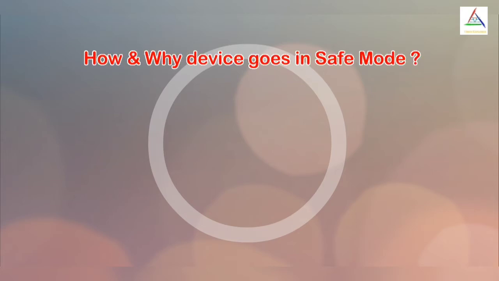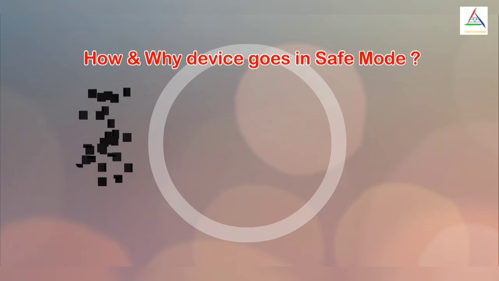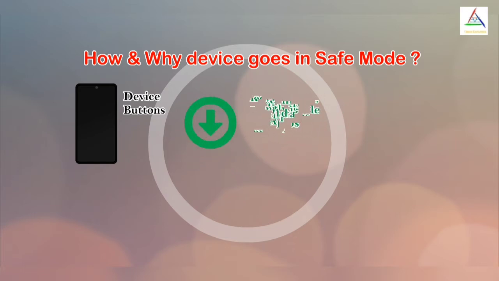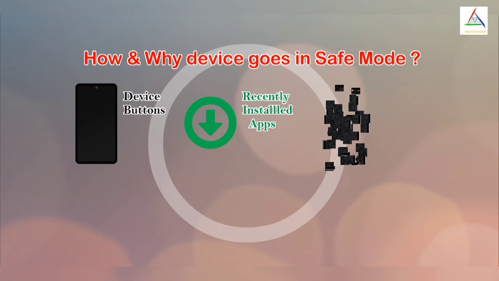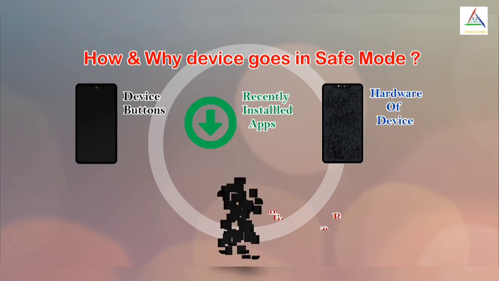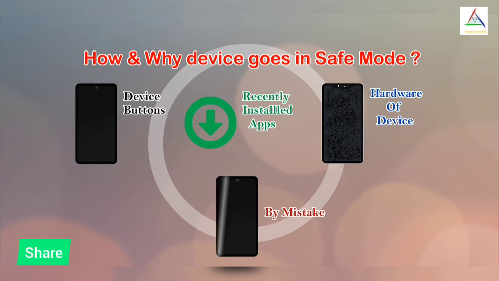Now let's see how and why your device goes into safe mode. There are several reasons for this. Reason number one is maybe your device buttons are not working properly. The second reason is maybe a recently installed app is not allowing the device to open in normal mode. The third reason is maybe the hardware of the device is defective. And the fourth reason is maybe by mistake, while booting up your device, you have pressed the combination of keys which makes the device go into safe mode.